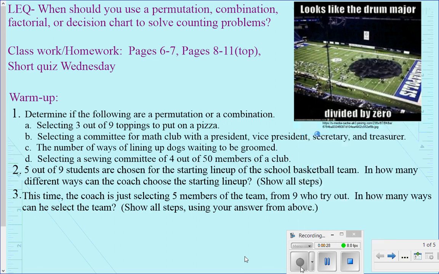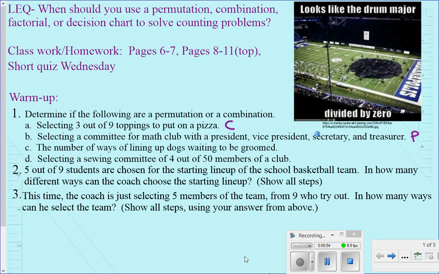So the first one, selecting 3 out of 9 toppings to put on a pizza. Well, the order that I select the toppings does not matter. So that is a combination. Letter B, selecting committee for math club with president, vice president, secretary, and treasurer. There we're picking offices, so the people are being chosen and arranged. So that's a permutation.